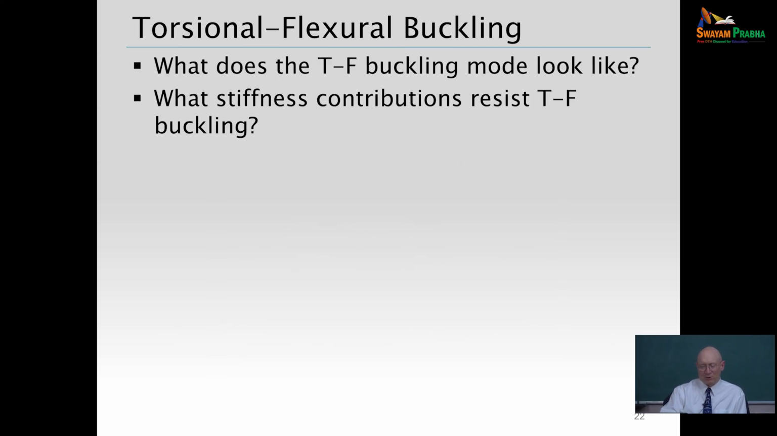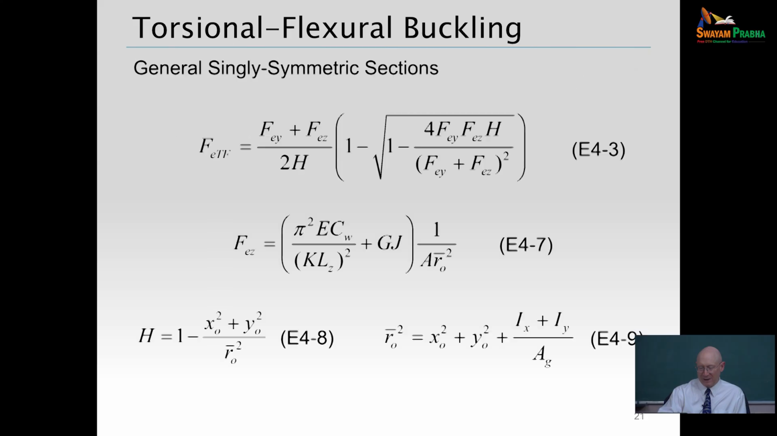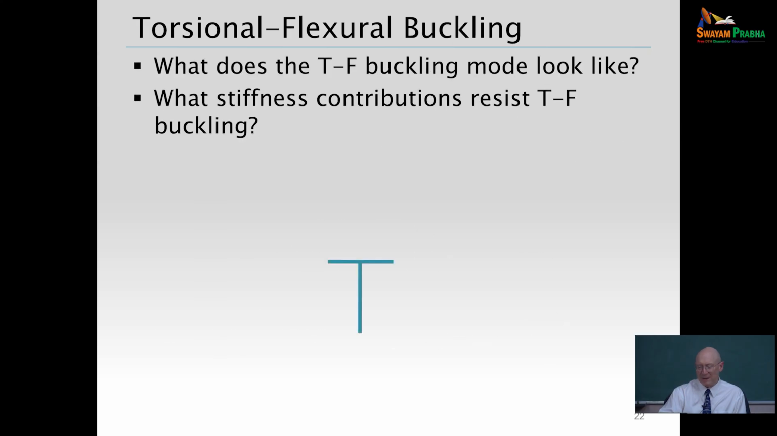So I think it's useful to be clear what are we talking about? What does torsional flexural buckling look like? We talked about the stiffness contributions there a bit. Again, you can see there's going to be an EIY as well as an ECW and a GJ showing up here in the stress terms for the torsional flexural buckling.